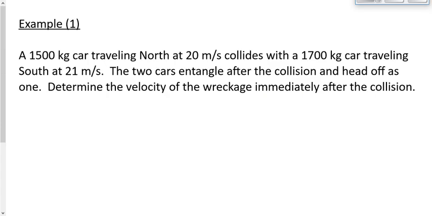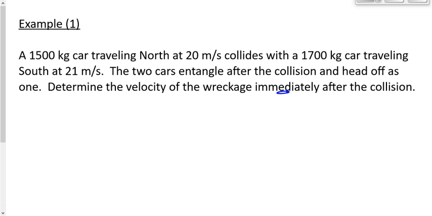We want to do 2 examples today, starting with example number 1. It says a 1,500 kilogram car traveling north at 20 collides with a 1,700 kilogram car traveling south at 21. The 2 cars entangle. That means that they stick together, right? The metal intertwines with the metal of the other car, and they go off as if it's one car afterwards. Determine the velocity of the wreckage, this whole wreckage, immediately after the collision. Notice we say immediately because we don't want external force to have a chance to come into play here, right? In other words, we want an isolated system.